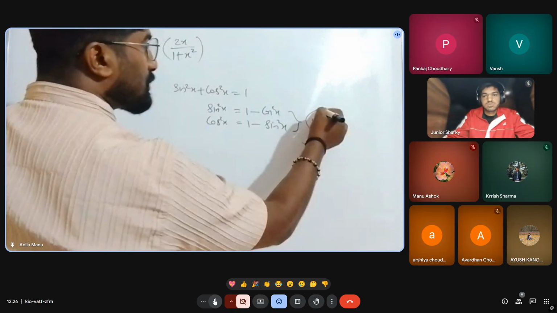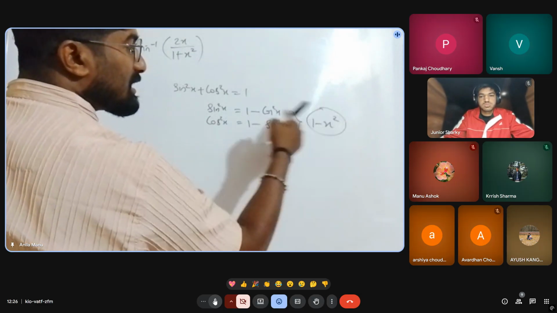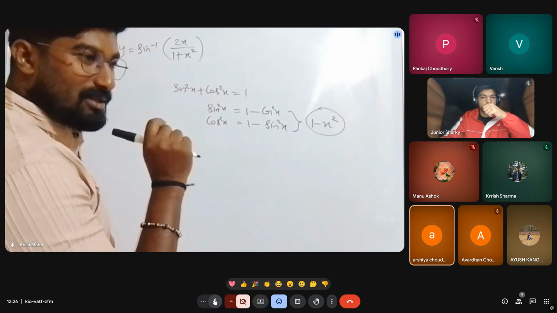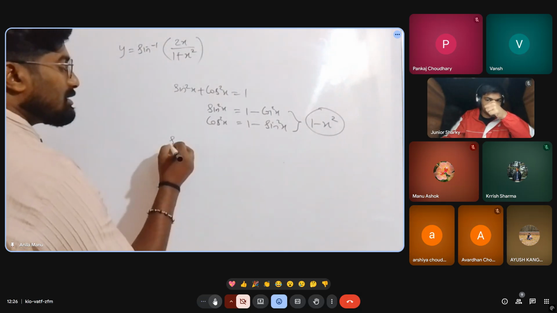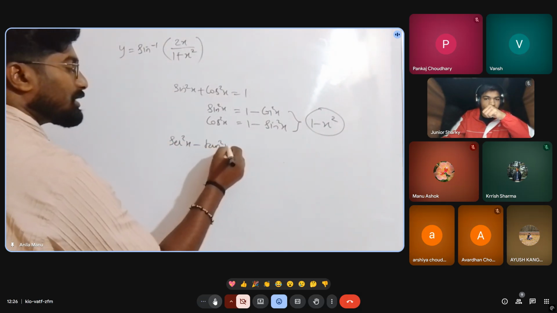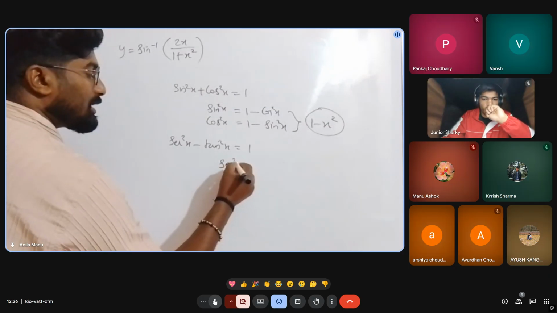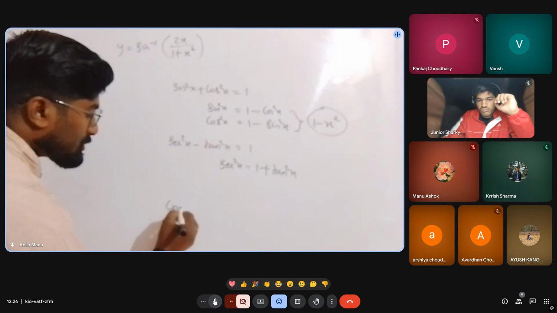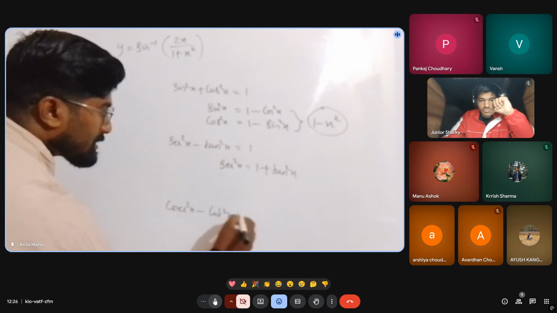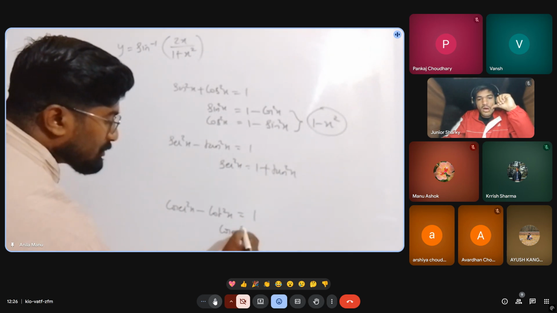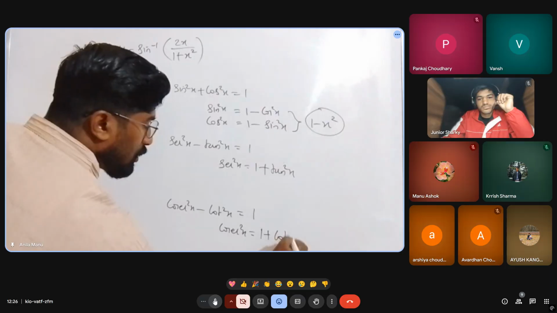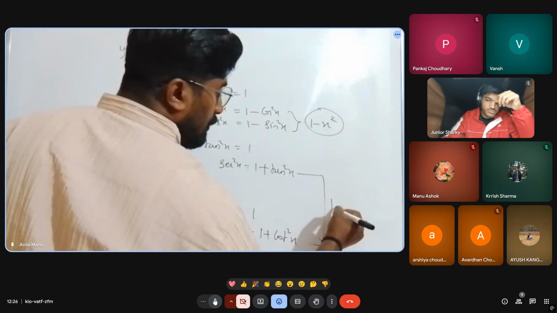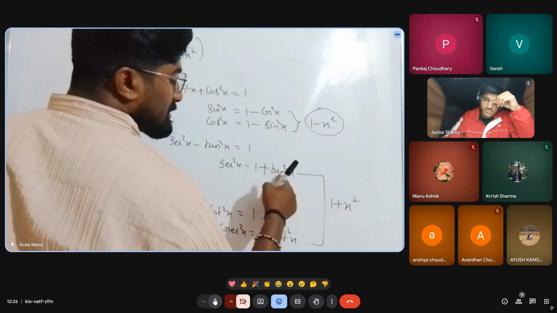Anywhere if you get 1 minus x square, what do you have to understand? x is either sine or cos. There are two possibilities. Understood? Do you understand the algebraic form? Next, the same way, sec square x minus tan square x is equal to 1, then sec square x is equal to 1 plus tan square x. The same way, cosec square x minus cot square x is equal to 1. From this, cosec square x is equal to 1 plus cot square x. That is, if you have the 1 plus x square form, x is either tan or cot.